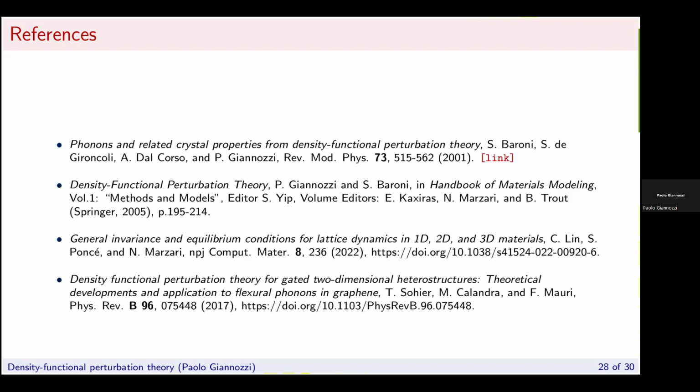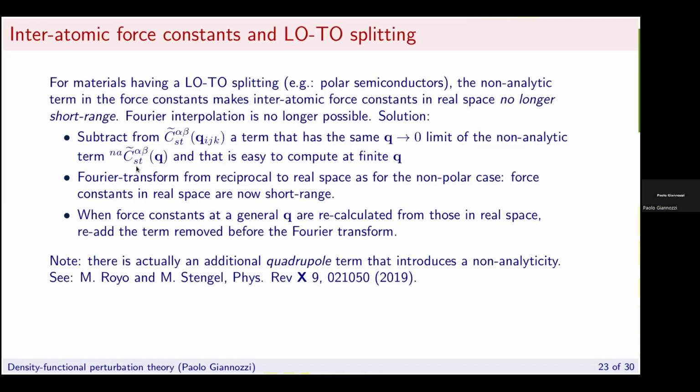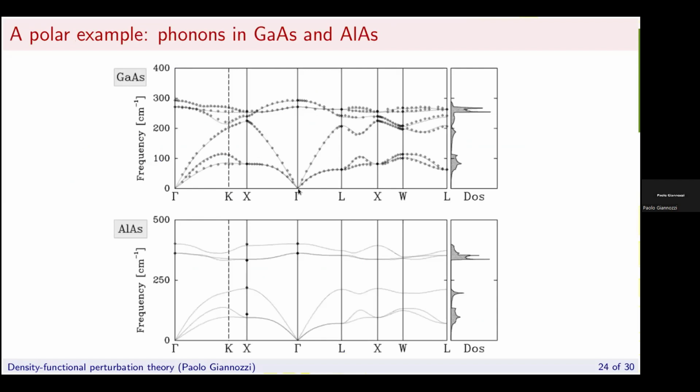Something I haven't talked about until now is that, in principle, acoustic modes at zero wave vector should have exactly zero frequency. So for instance, at gamma here, q equals 0, you have these three acoustic frequencies that have zero frequency.